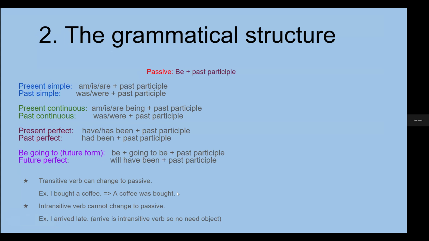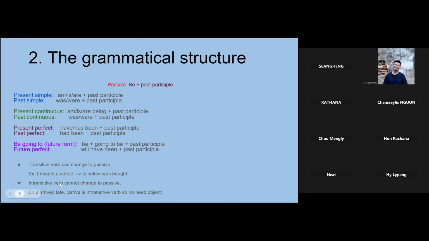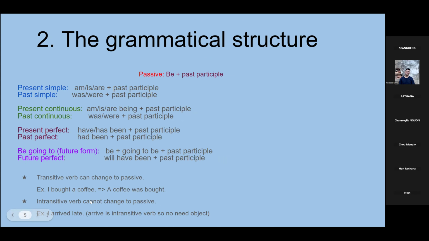If we want to, we can add an agent. An intransitive verb cannot change to passive because it has no object. For example, I arrived late, so it cannot be done in passive.